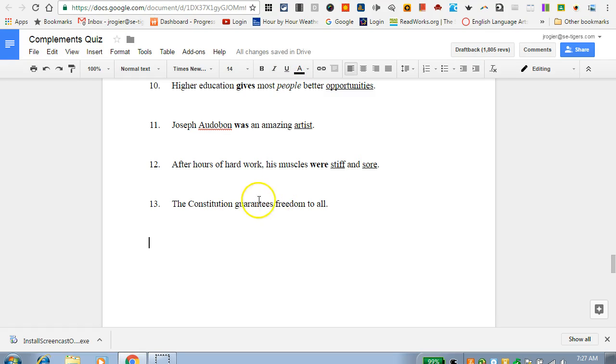Finally, the Constitution guarantees freedom for all. Guarantees is our verb. Whom or what does it guarantee? Freedom. Now, since guarantee is an action verb, we're looking at objects. So whom or what does it guarantee? Freedom. So freedom would be the direct object. And those are the answers to the quiz.